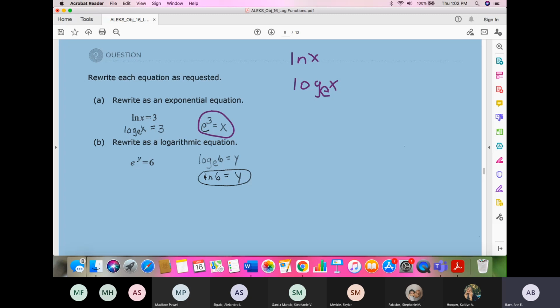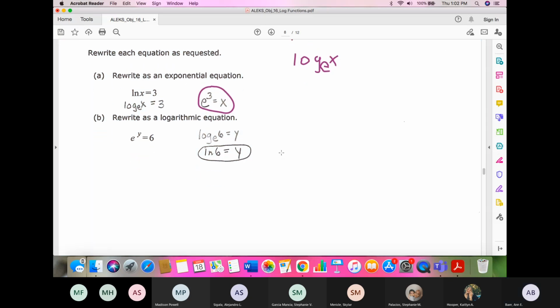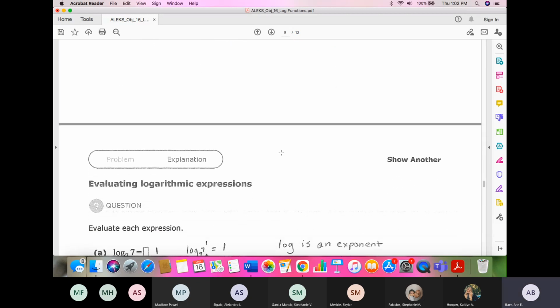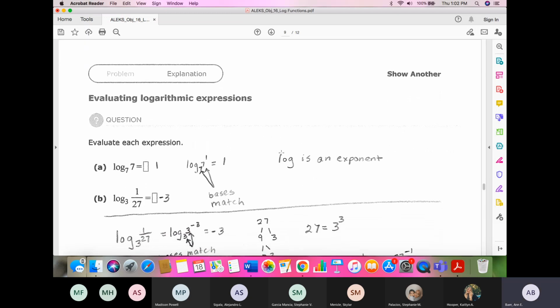Any questions on this? So this answer is ln 6 equals y. I would hope that Alex would take it either way. I haven't ever looked at that specifically, so I'm not 100% sure. Any questions on this topic? So I'm going to cross off that one on natural logarithmic and exponential equations.